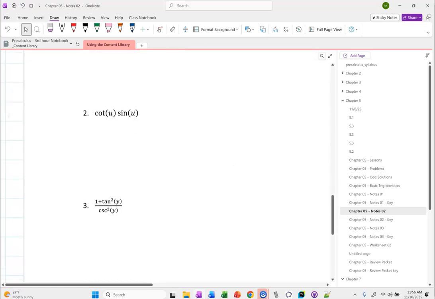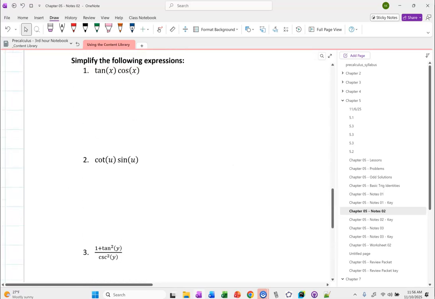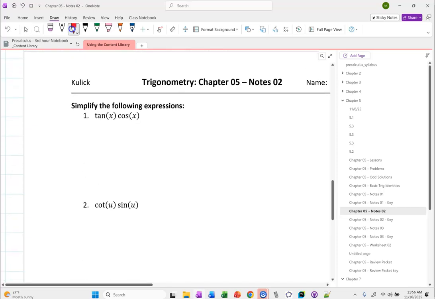All right, we've got a couple more examples, and then I'm going to sign off and hand out some worksheets and let you guys get started. Sound good? All right. 10x times cosine x.